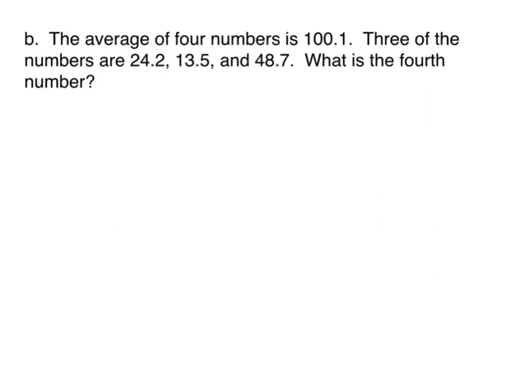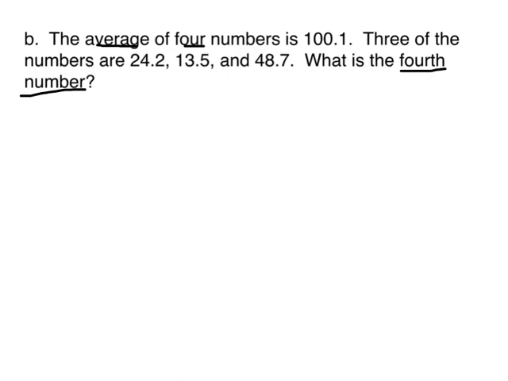Alright, now this is a little different, and sometimes people have a hard time with this, but if you just think of working backwards, instead of adding the numbers and then dividing, here they've given you what the average of 4 numbers is. So the average, the answer, would have been 100.1. They also tell us that 3 of the numbers are 24.2, 13.5, and 48.7. But what they're asking us to find is the 4th number. So we're going to have to reverse our process.